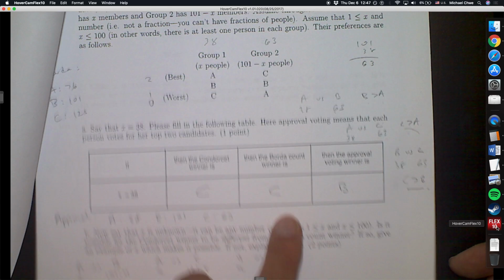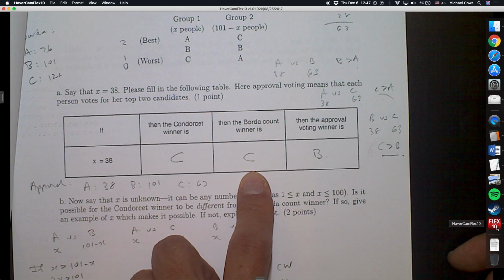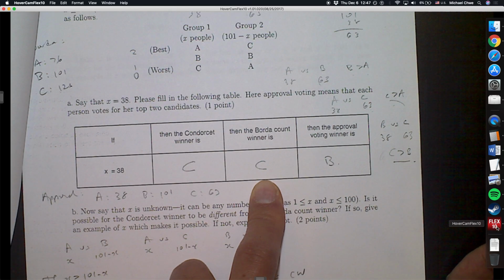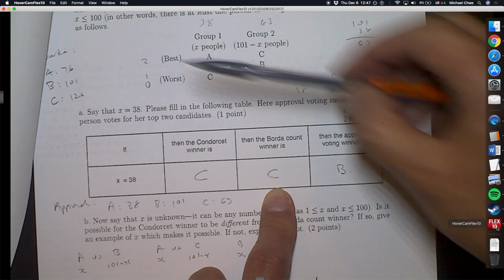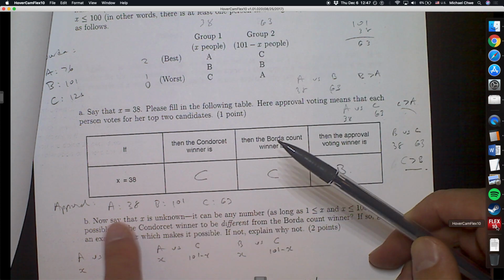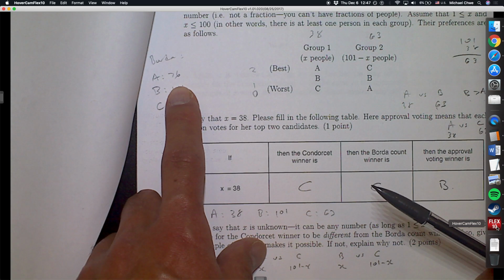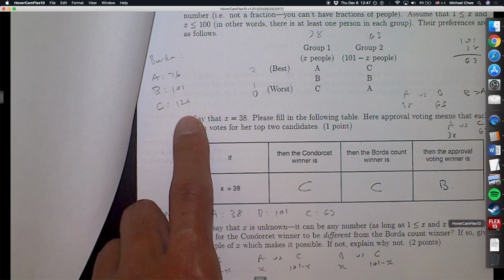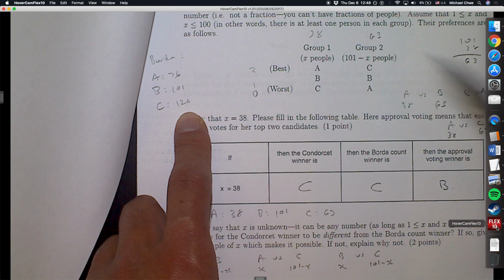How about the Borda count winner? Did you get C too? How did you do that? You just do the point system, right? How many people got the Borda count winner? You just do 2, 1, and 0. So A gets 2 times 38, which is 76. B gets 38, so 1 point from here, and then 63, so 101. C gets 2 points from here, so it's 126.